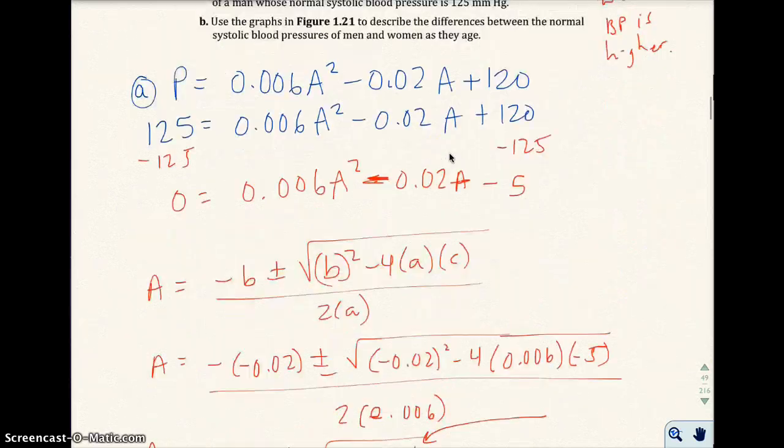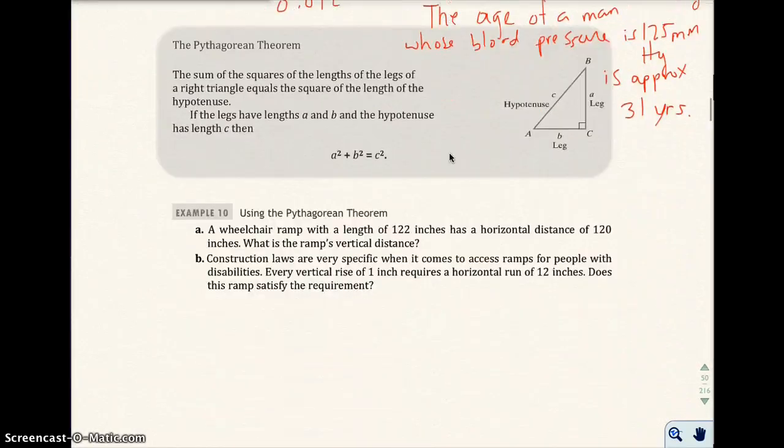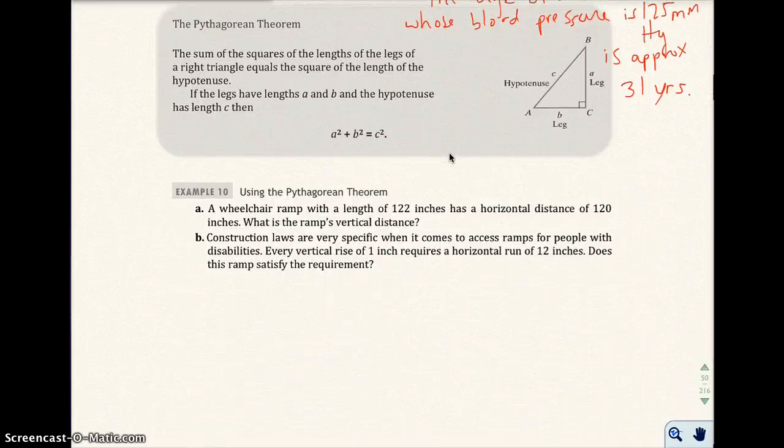Let's go to the next example. The next example goes with the Pythagorean theorem. The sum of the squares of the length of the legs of a right triangle equals the square of the length of the hypotenuse. If the legs have the length of A and B and the hypotenuse length of C, then A squared plus B squared equals C squared. So here is a right triangle, and the legs are the two sides that make up the right angle, which are the two shorter sides. The hypotenuse is the longest side.